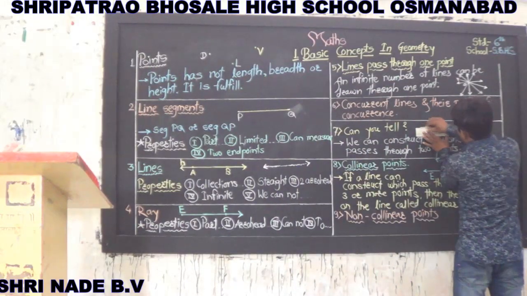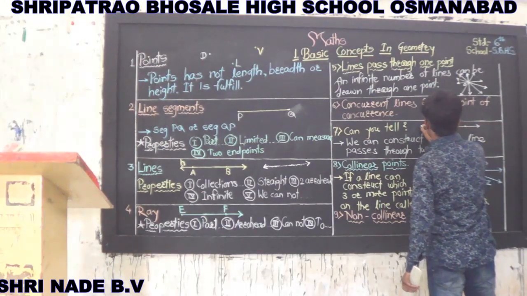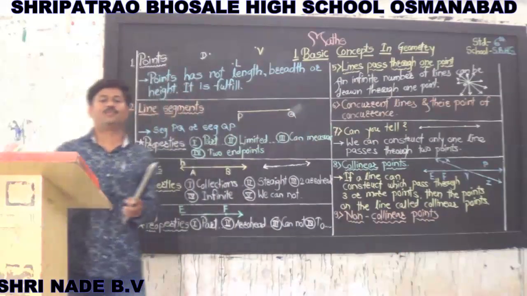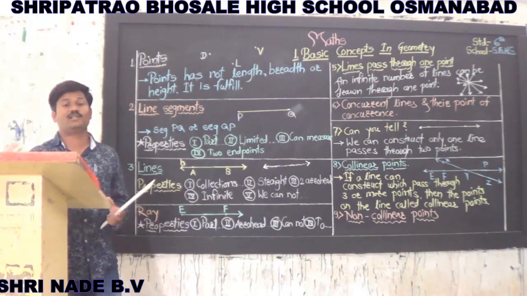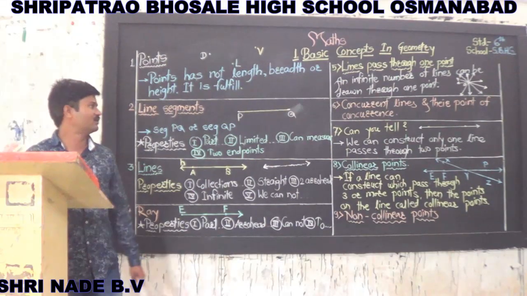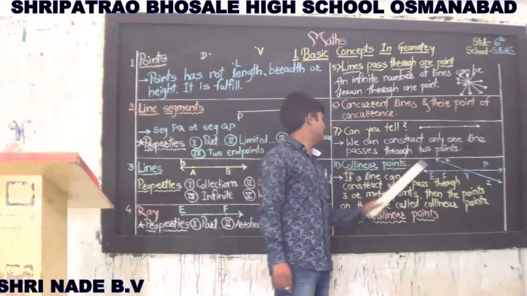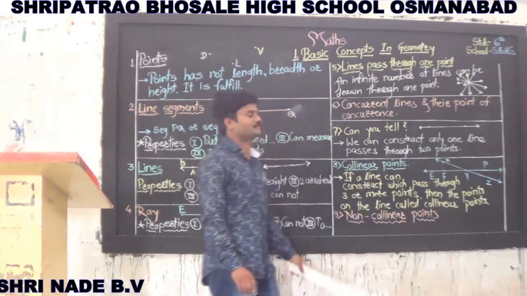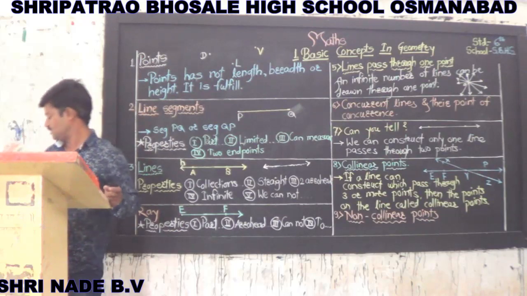Here, look at the blackboard. Only one line can be constructed which passes through any 2 points. Here is one important sentence: we can construct only one line that passes through any 2 points. Now observe one diagram.